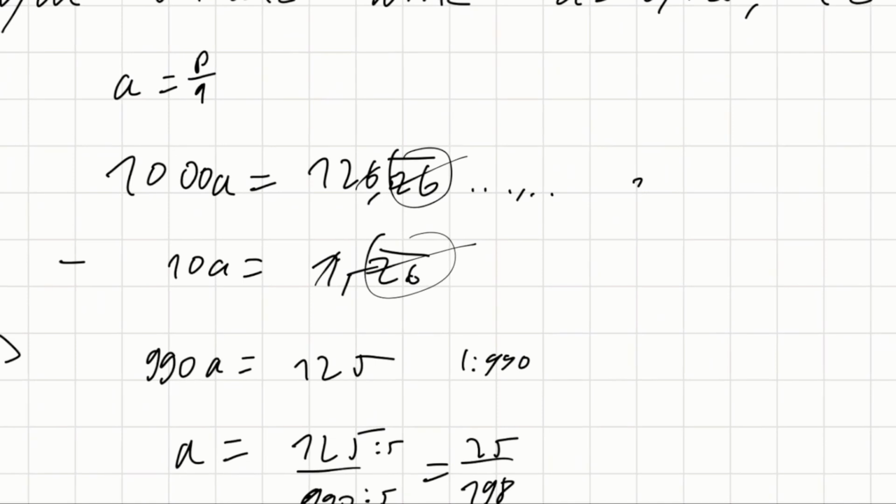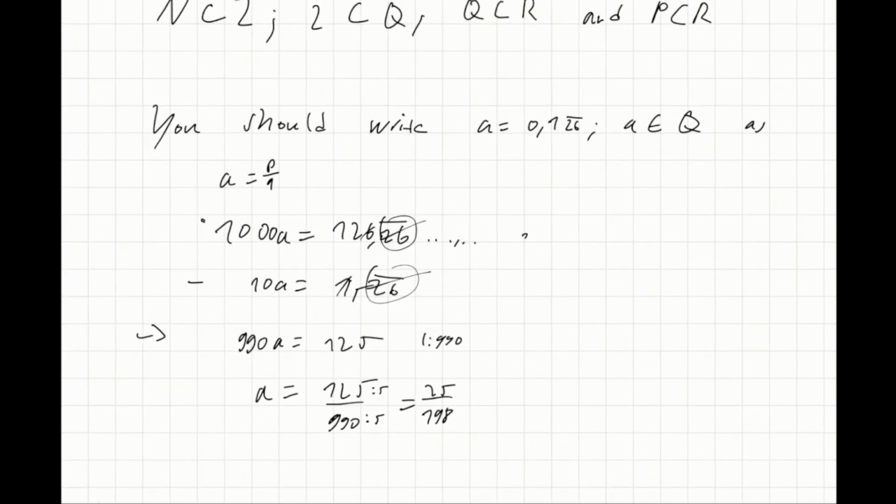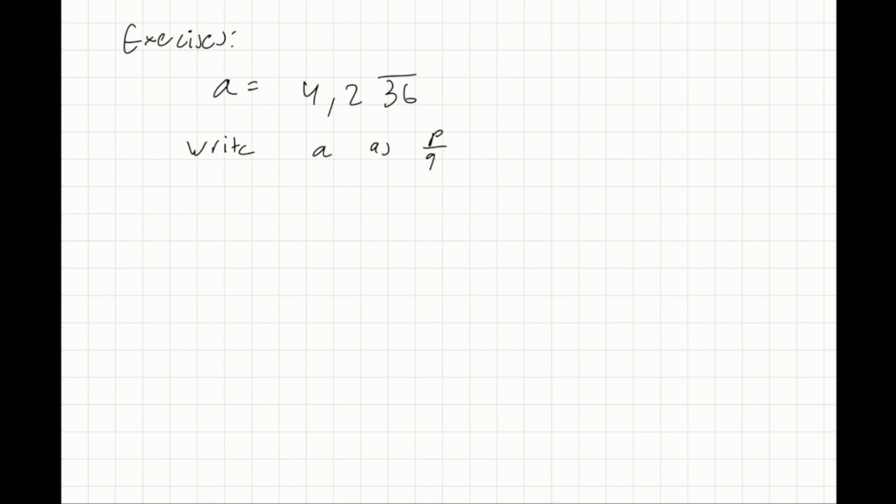So this operation, this step here, wouldn't work. You understand what I mean? You would still have decimal places, I think that is correct.